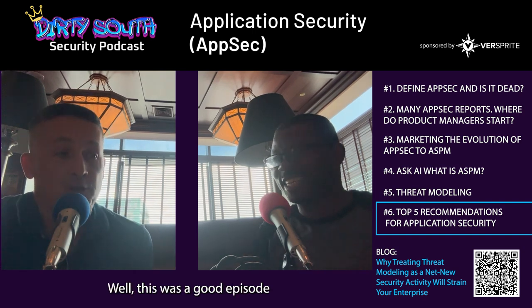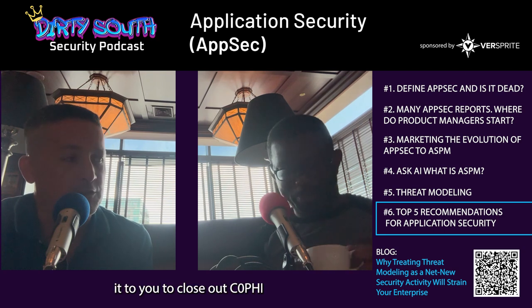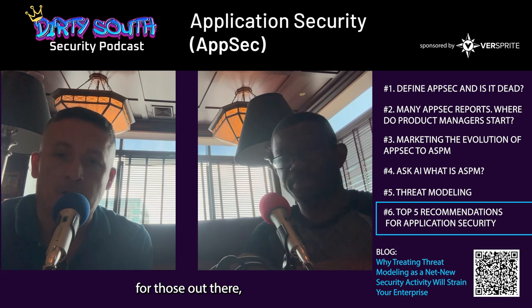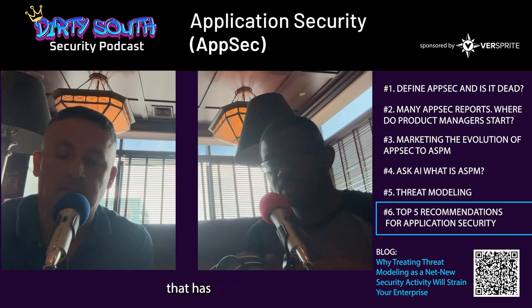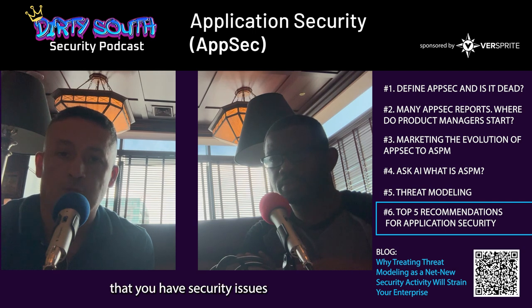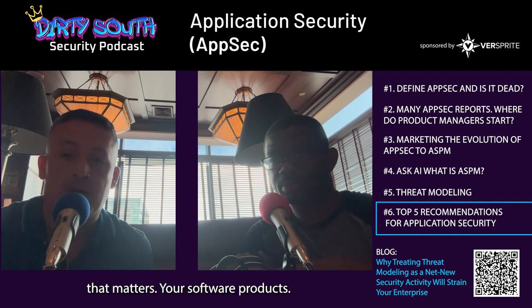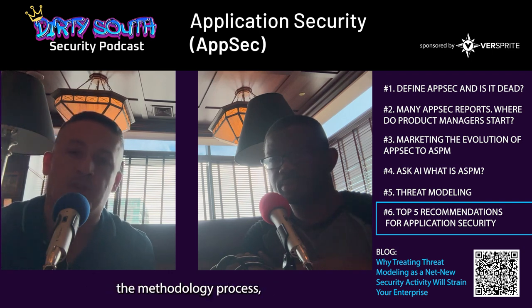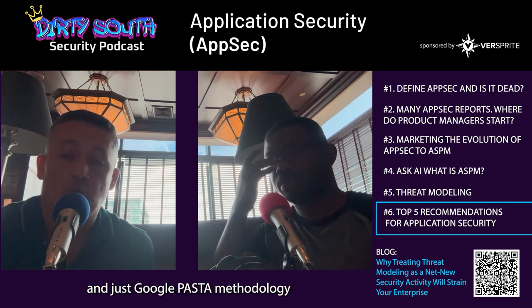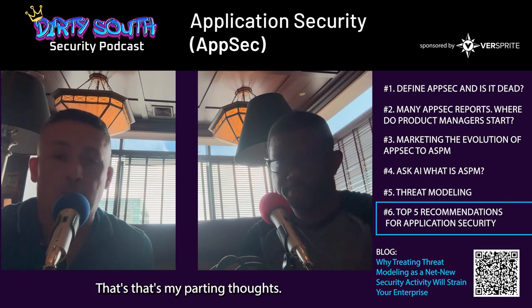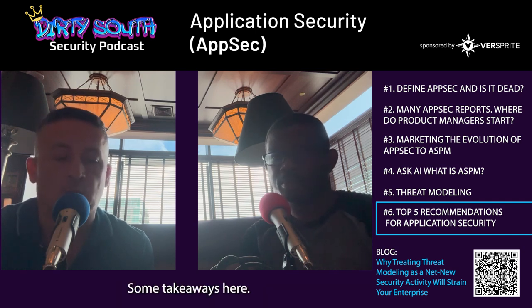Well, this was a good episode. My final thoughts, and I'll leave it to you to close us out, Kofi: for those out there, look into threat modeling. Look into a risk-centric approach that has seven steps to prove that you have security issues. Incorporate the vulnerabilities, the attack patterns, the threat information, the attack surface, and the business objectives that matter to your software product. Learn how to crawl, walk, run with the PASTA methodology. Just Google PASTA methodology, and you can download the ebook on Versprite.com. Those are my parting thoughts.